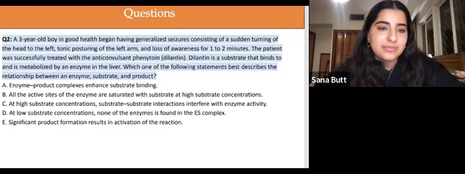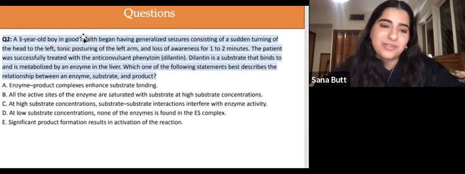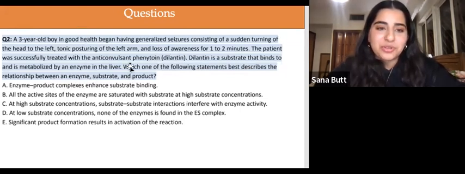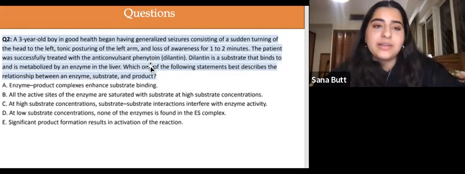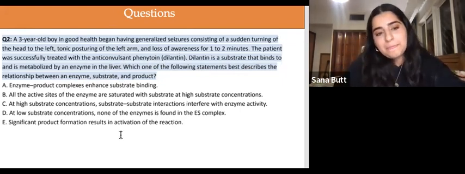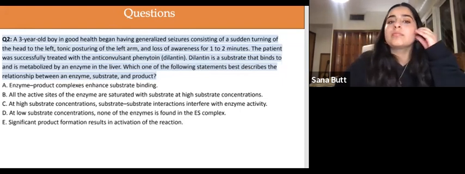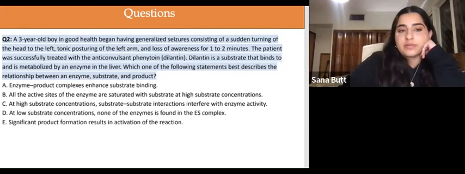All right. Now, here is the second question. I don't know why you guys get clinical scenarios if the question at the end is just which one of the following statements best describes the relationship between an enzyme, substrate, and product. So if it were me, I wouldn't really read the first part, but if you guys want to, you can. But go ahead and let me know what you think. Which of the statements is the most true?